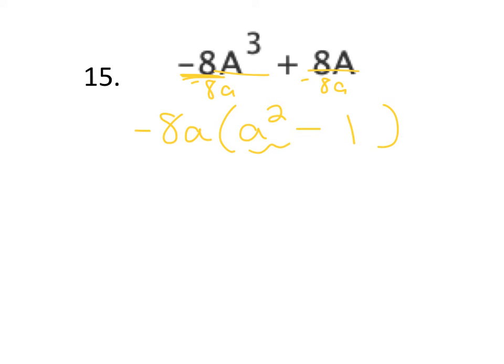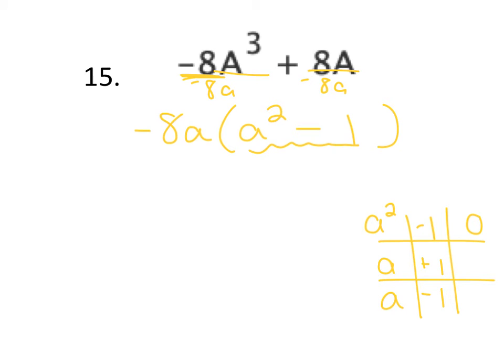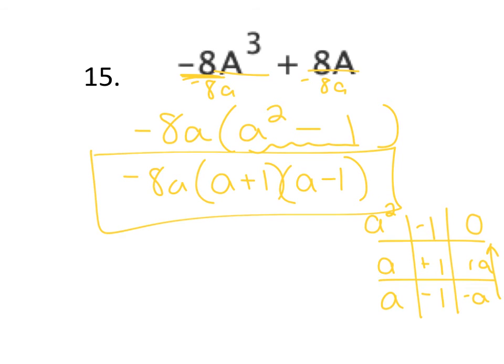Now, for this remaining binomial, it's to the second power, so I'm going to try to factor that with tic-tac-toe. It's missing the middle term. A times A is A squared. Positive 1 times negative 1 is negative 1, so I multiply across this way. I get 1A and negative A adds to 0. So my final answer is negative 8A times A plus 1 times A minus 1. Make sure you don't drop the GCF.